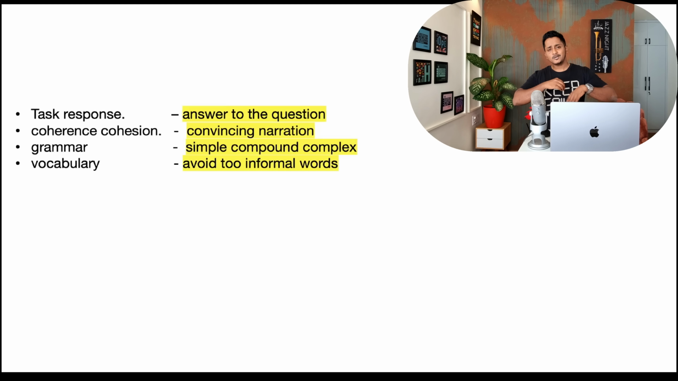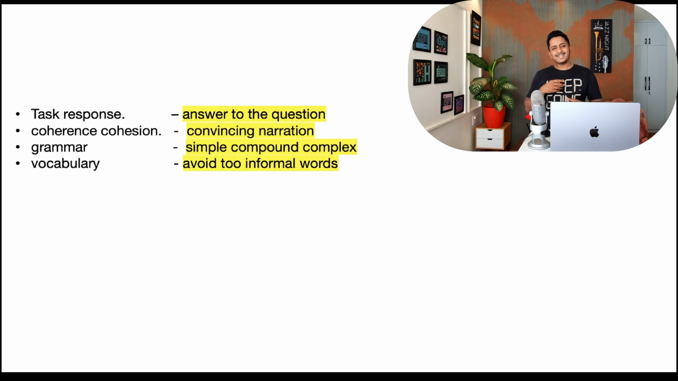Coherence and cohesion: 90% of the people don't even pay attention to this. Well, this is what drives your marks from 6.5 to 7. Where do people pay attention? The rest of the things, grammar and vocabulary. If your English is decent enough, let's say like mine, then for grammar and vocabulary you don't really have to pay more attention. For grammar, you have to mix simple, compound and complex sentences. I have explained this many times on my channel: what is a simple sentence, what is compound, what is complex.